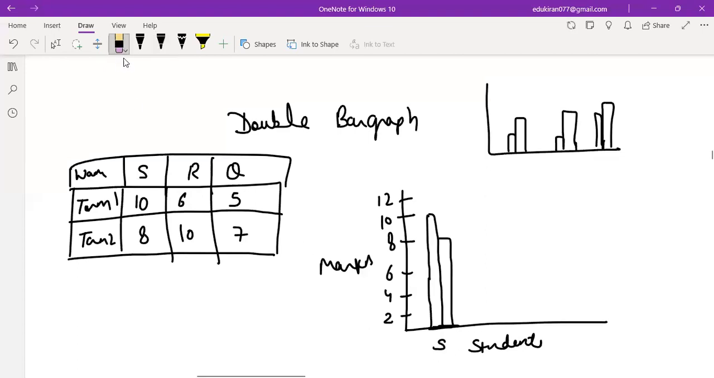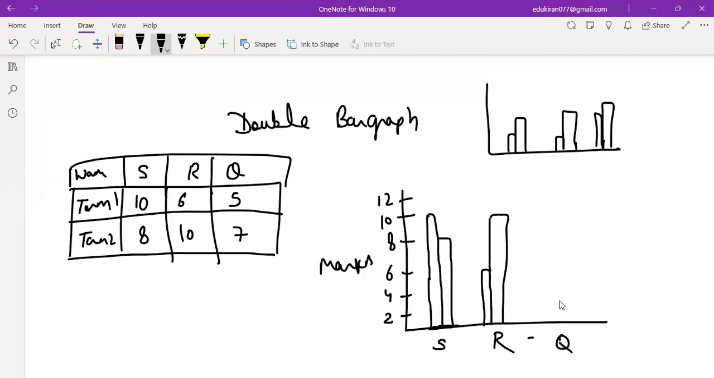Clear? And then you will draw it for R. R scored 6. So 6. And in the next, he scored 10. So 10. Done? Then you will draw it for Q. Q scored 5, so it will come here in between 4 and 6. And then 7. So here. Done? Over here, first of all, 1 centimeter equals how many marks? 2 marks.